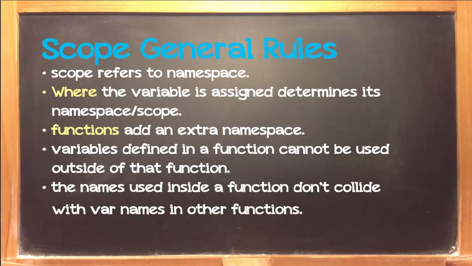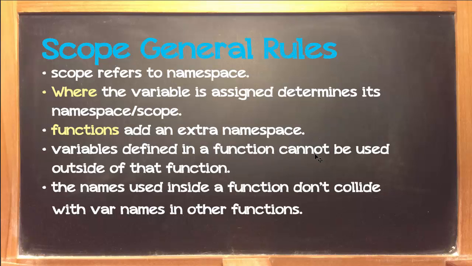So here are the scope rules in general. Scope refers to your namespace, and where the variable is assigned, like polycube is assigned inside MC or my commands, determines its namespace or its scope, where it can be found, where it can be seen. Functions, however, add an entirely extra namespace layer to your code, okay? And we're going to talk about that more here, and we actually saw that in the last one with closure, and I'll demonstrate this in a second.